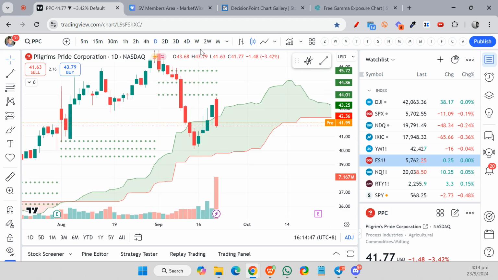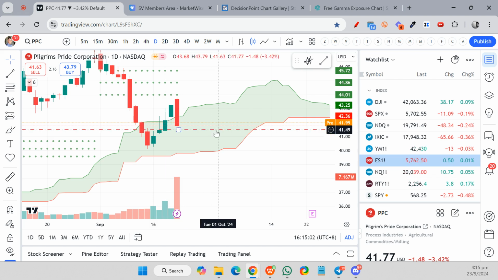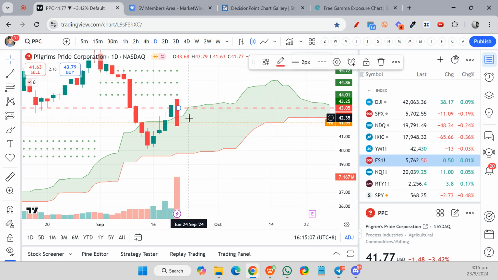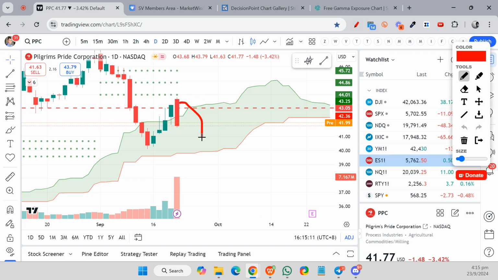So there was a wash and rinse trigger actually on a Friday. Thursday was the day where price closed above the prior day high. The prior day high is on the 18th of September, that is 43.05. That was the wash line. You can see that on Friday prices closed below the wash line. So let's see whether this coming week price can continue to go lower.